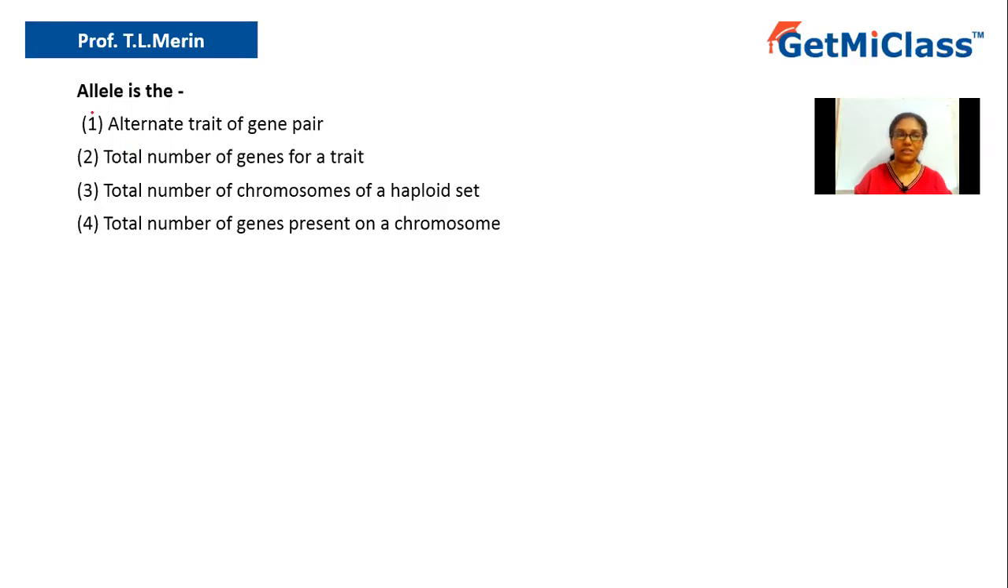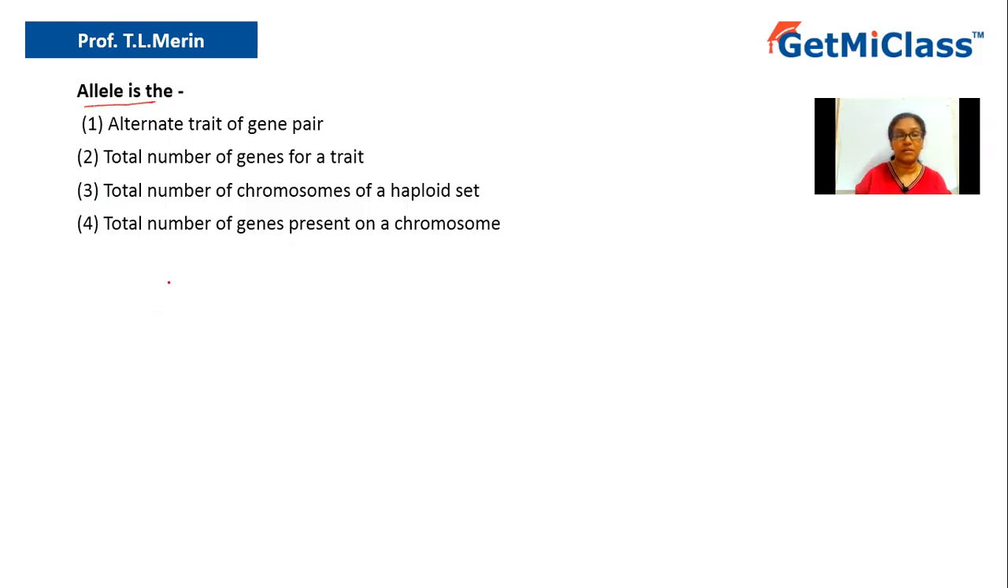Let's solve this question here which says: allele is the option 1, alternate trait of gene pair; option 2, total number of genes for a trait; option 3, total number of chromosomes of a haploid set; option 4, total number of genes present on a chromosome. So let's understand the question. The question says allele is the... So what is an allele?